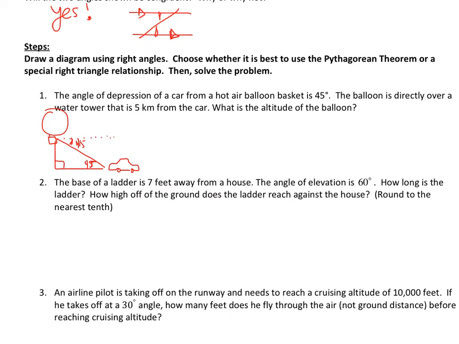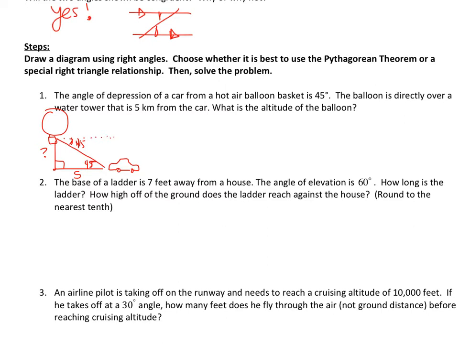Next, they give us that it's above a water tower. That just tells us what's down here, so we're going straight down. And that water tower is 5 kilometers from the car. And we need to find what is the altitude going up and down. So once our picture is drawn, we do the same thing we were doing on the previous ones.